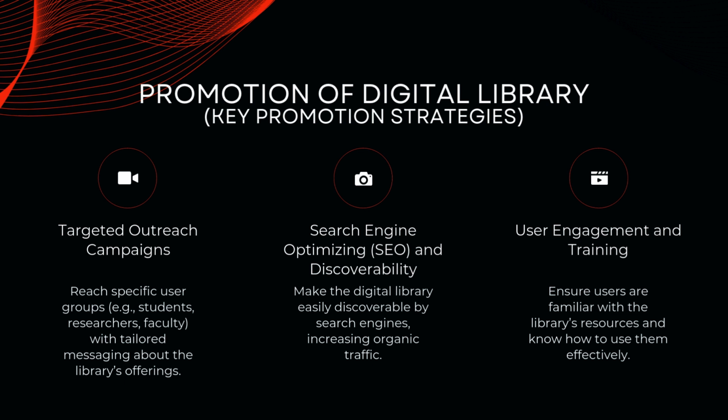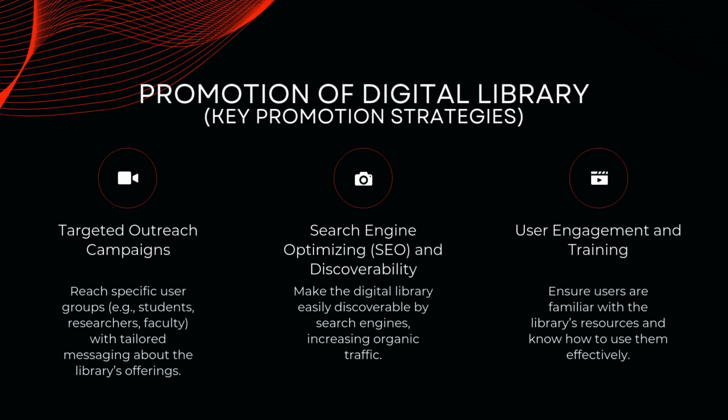The third strategy is user engagement and training. This includes workshops, tutorials, or online guides that help users understand how to use the digital library effectively. For example, training sessions can teach students how to search databases efficiently or evaluate online resources. When users feel confident using the system, they are more likely to engage with the digital library regularly. In summary, effective promotion strategies help ensure that digital libraries are visible, accessible, and actively used, supporting learning, teaching, and research activities.